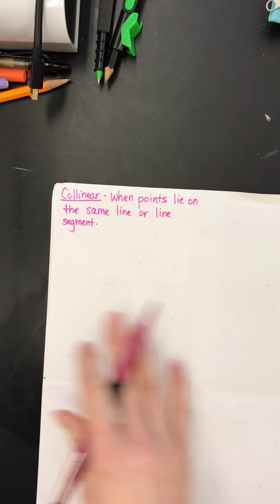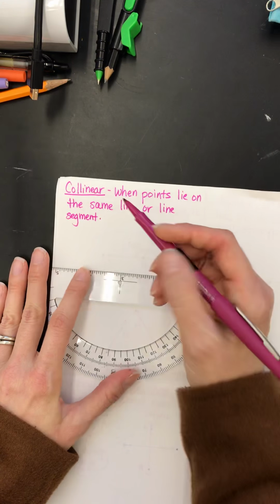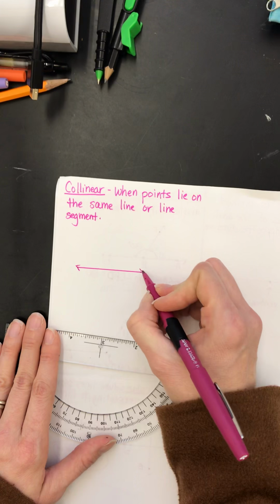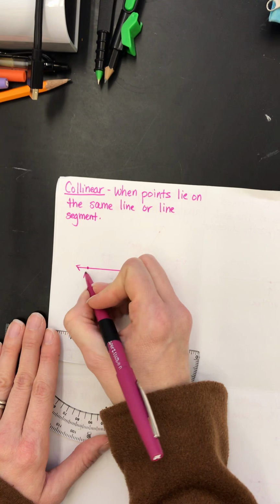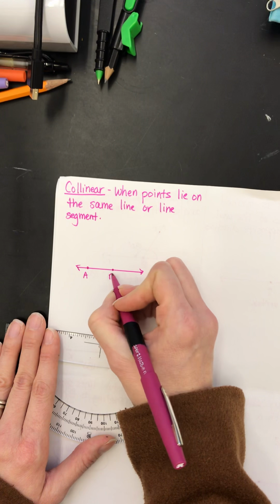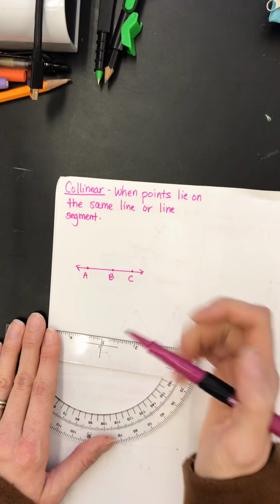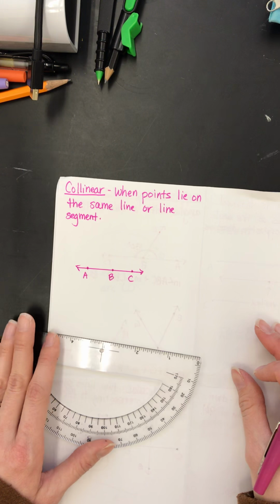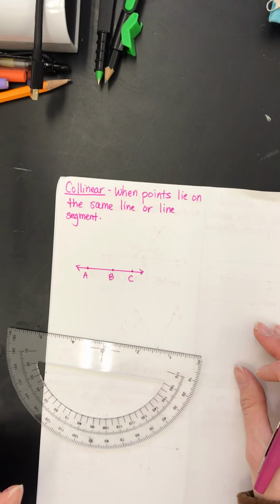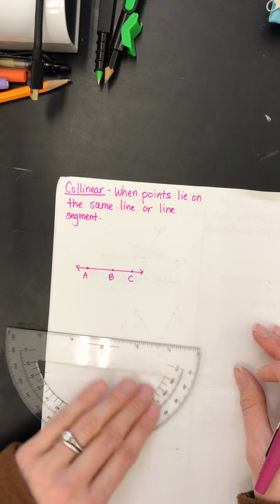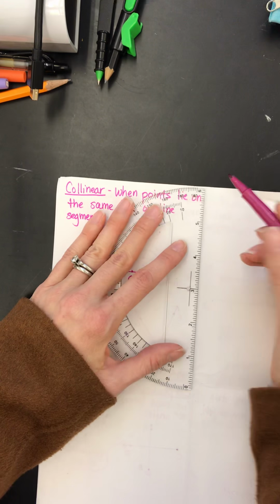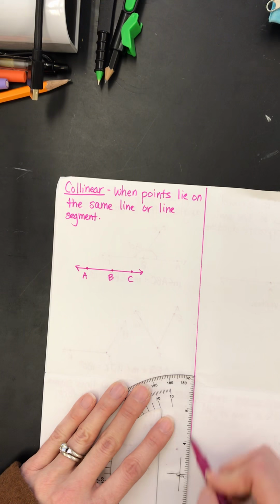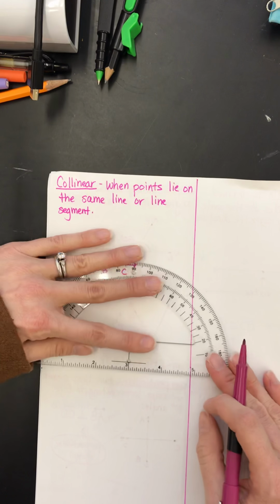Okay, so I'm going to draw a picture for you. We can say that these 3 points, point A, B, and C, are collinear because all 3 of them lie on the same line. I never did make my boxes here, and it would sure help to be able to see where they lie. So I'm going to do that real quick.